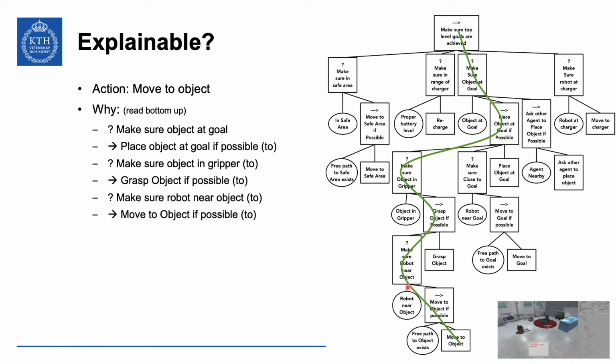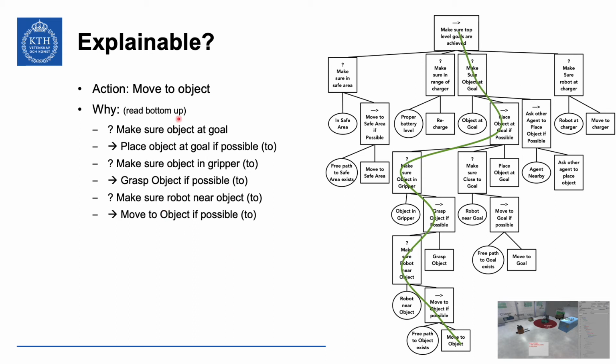This is just listing this, but we're moving to the object in order to make sure the robot is near the object, and we want to be near it to grasp it if possible. We want to grasp it in order to have it in the gripper. We want to have it in the gripper in order to place it at the goal, and we want to place it at the goal in order to make sure it is at the goal. That's one way of getting it to the goal, by placing it there ourselves.